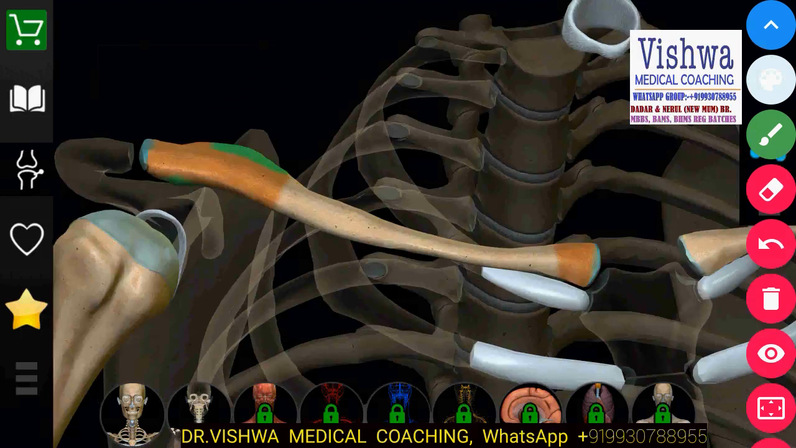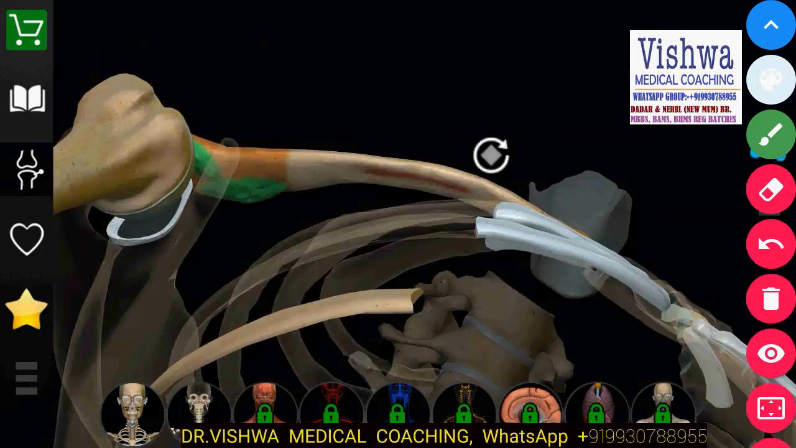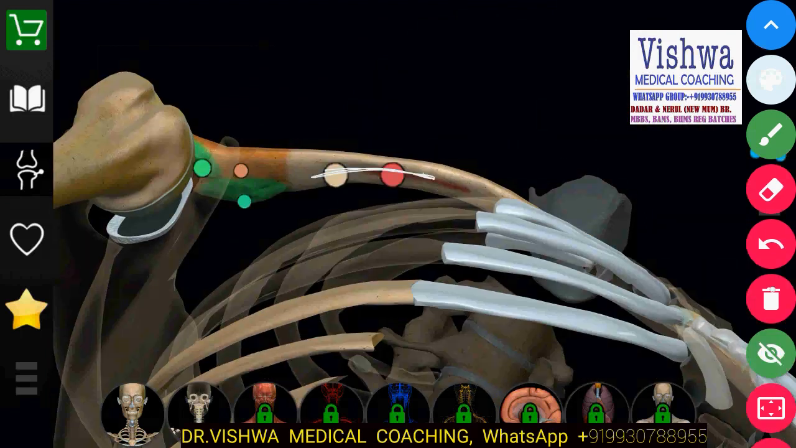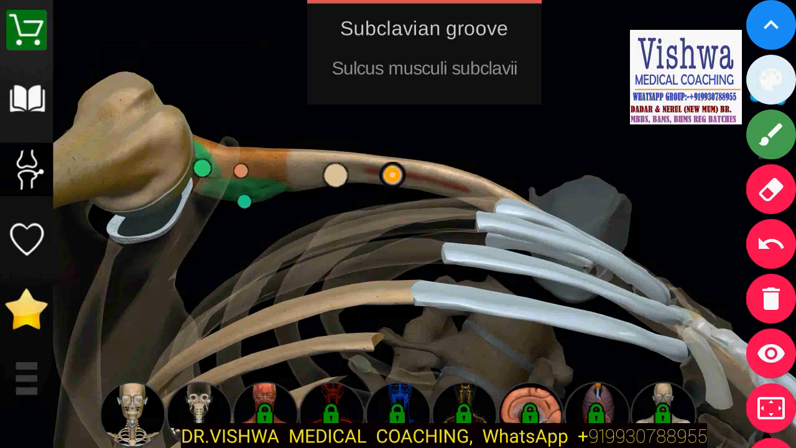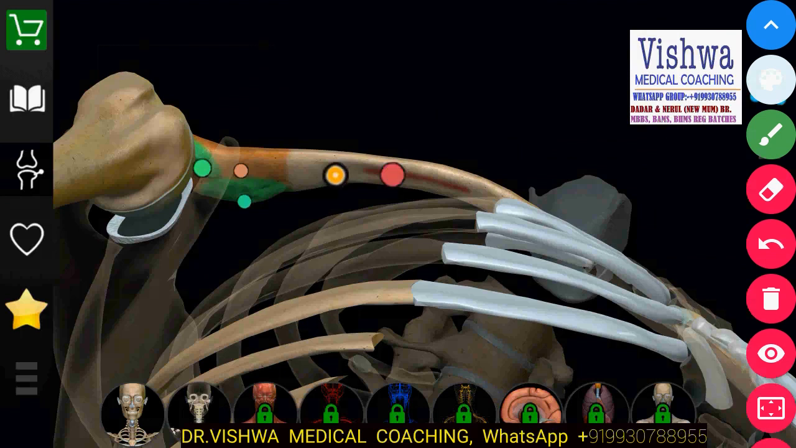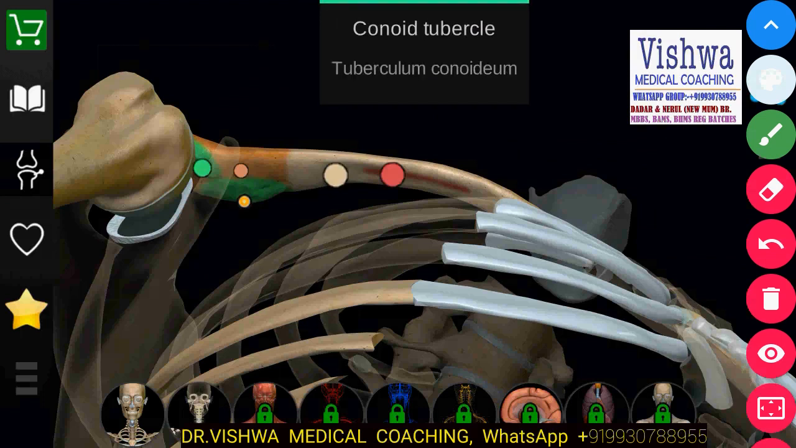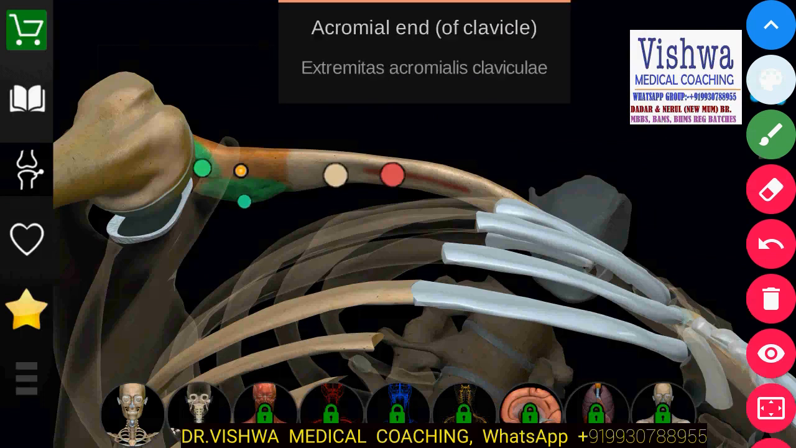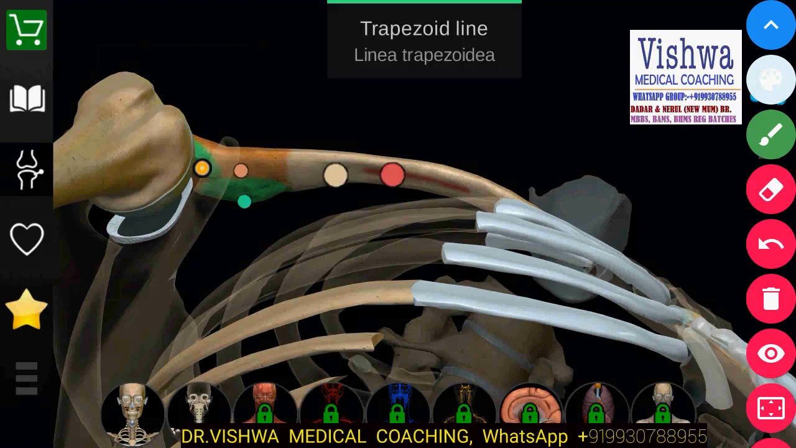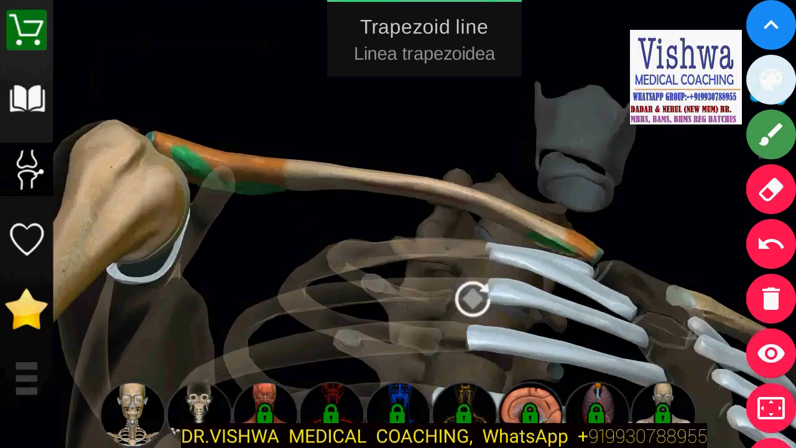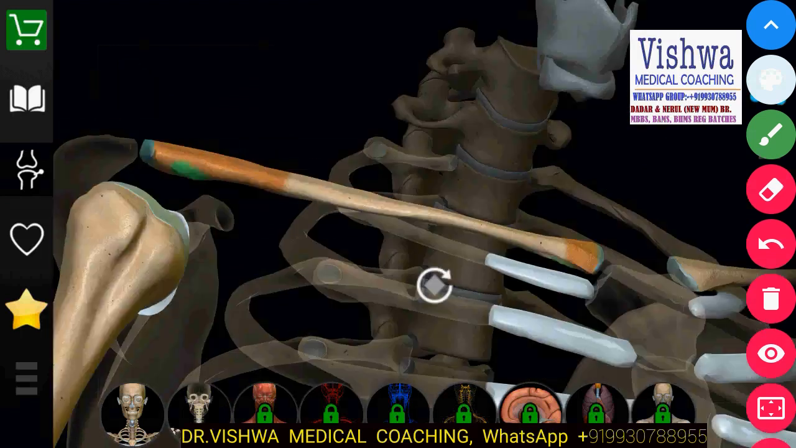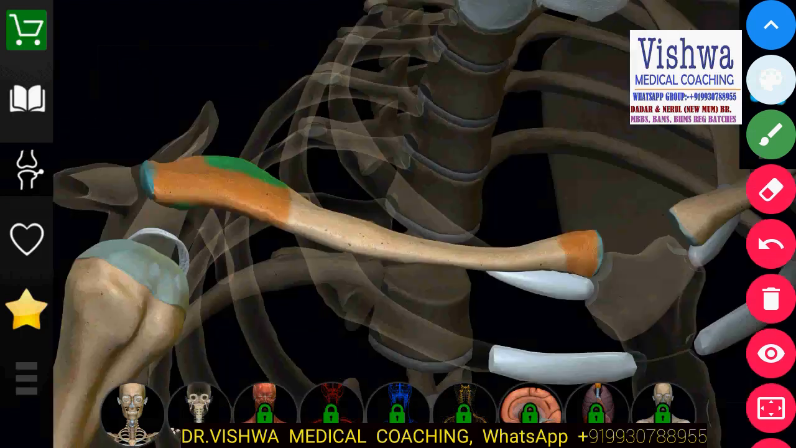Here we have a small muscle called the subclavius. You can see here we have a subclavian groove, if you can see properly. We also have the subclavian groove where the subclavius muscle is attached to the shaft of the clavicle. Conoid tubercle we just had a word about, and the other is the acromial end of the clavicle. So all those things we are supposed to write in case of clavicle if it is asked.